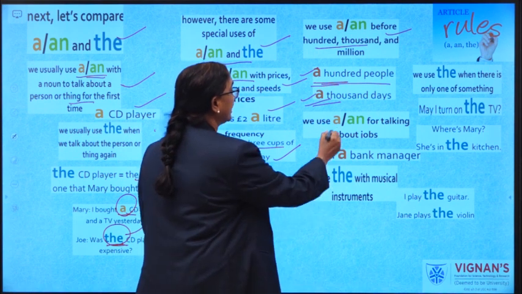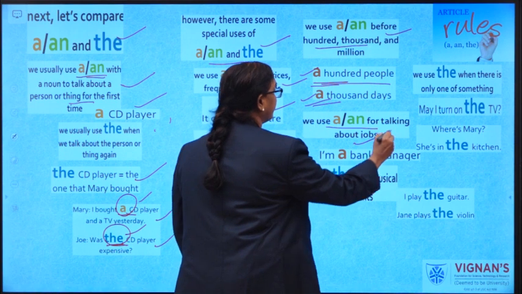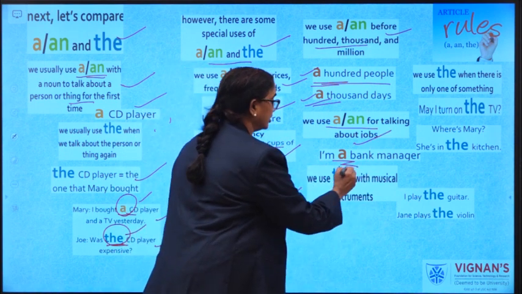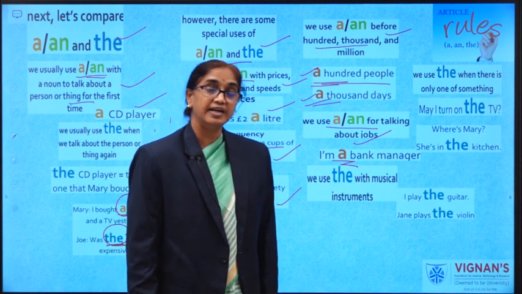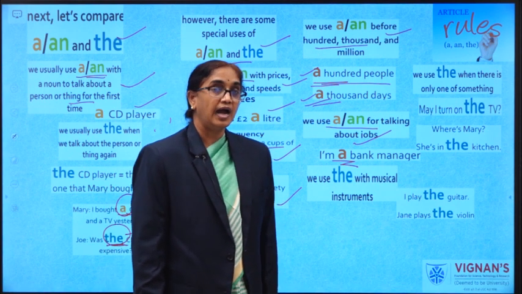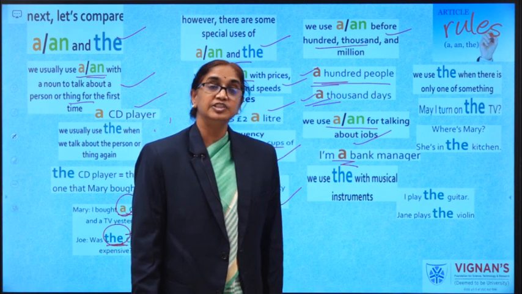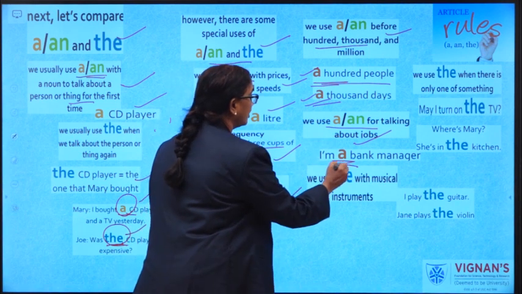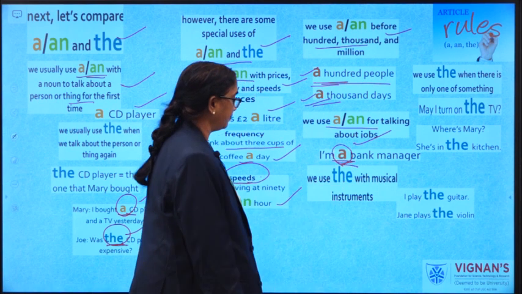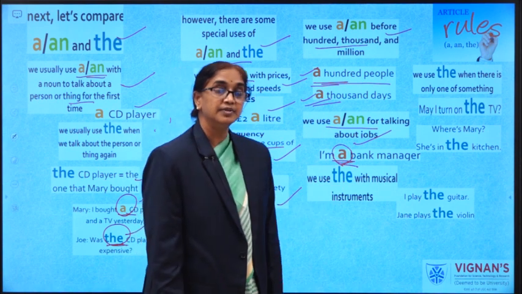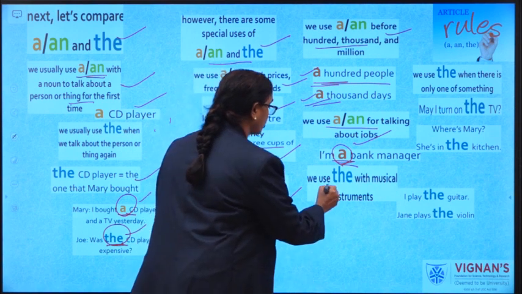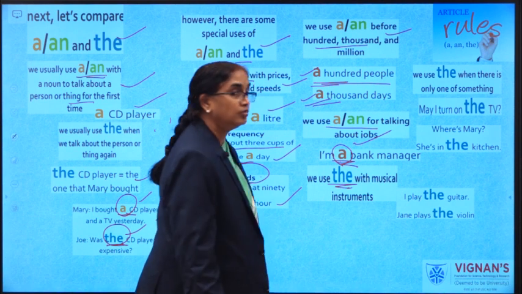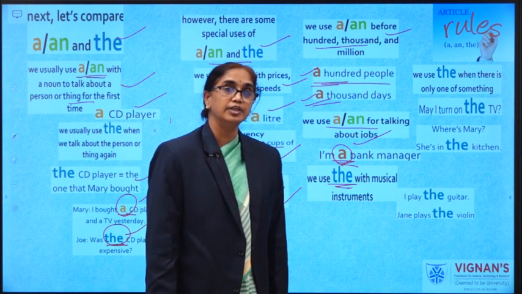We also use a or an when referring to jobs. For example, I am a bank manager. He is an engineer at the PWD. I am a bank manager. She is a doctor by profession. So for jobs and careers we also use the indefinite article a. And we also use the with musical instruments. So here we used article a, but when we are referring to musical instruments, we usually use the.